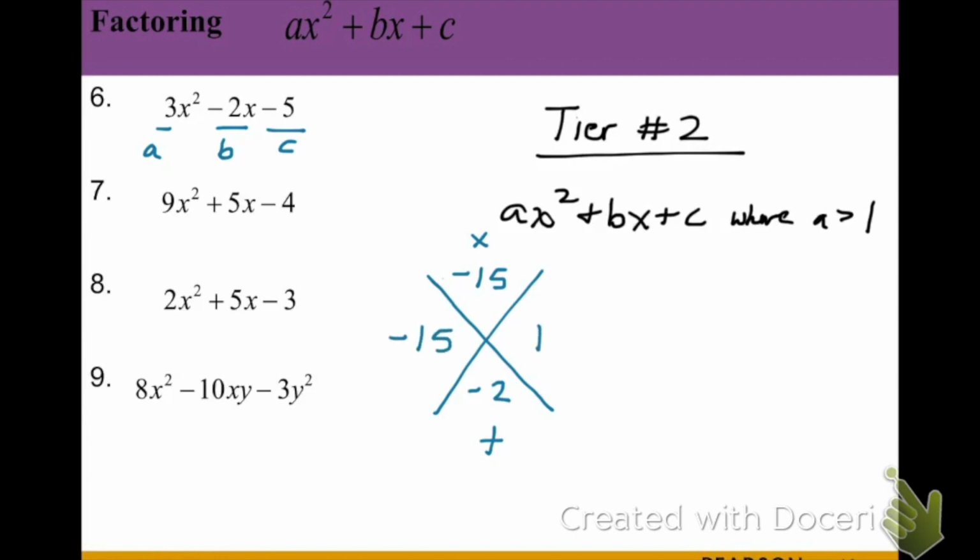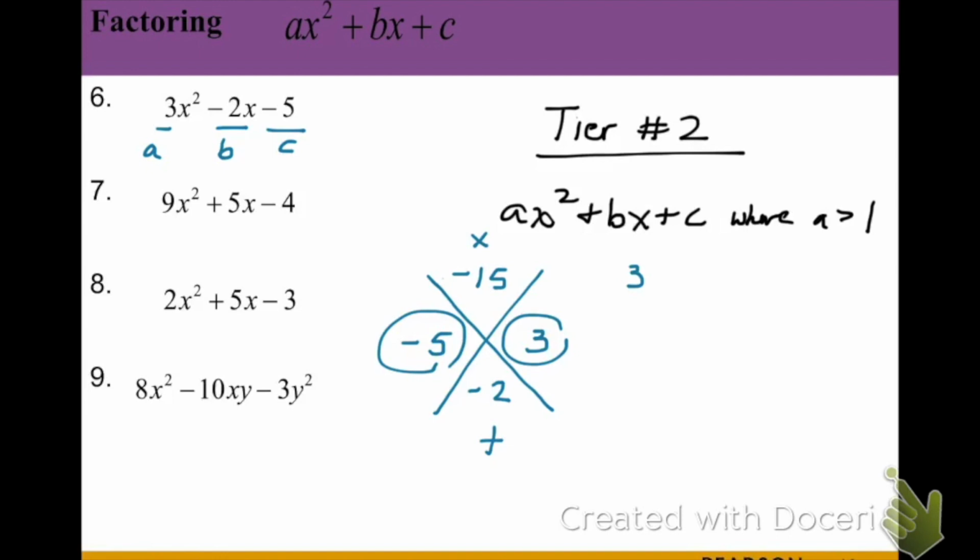Well, -15 and 1 do multiply to -15, but they do not add to -2. So sometimes we have to use guess and check to find the right numbers. In this case, we could also try -5 and 3. -5 times 3 is -15, and they do add to -2. So those are going to be the two numbers that we need to use.